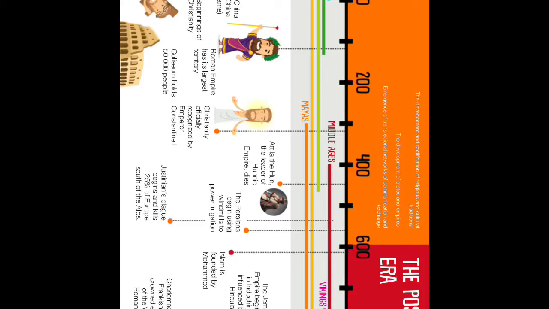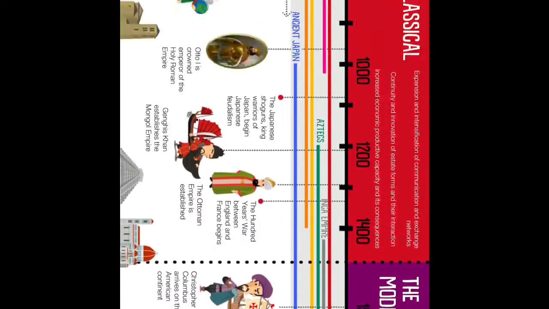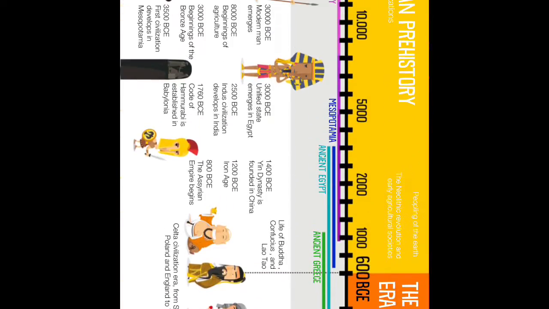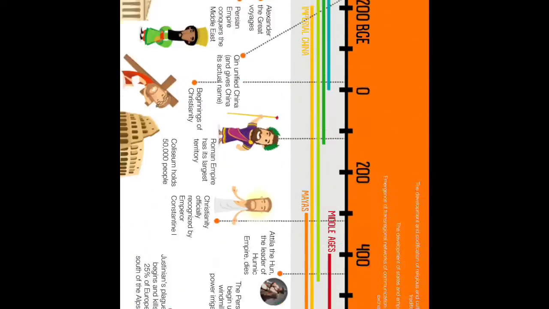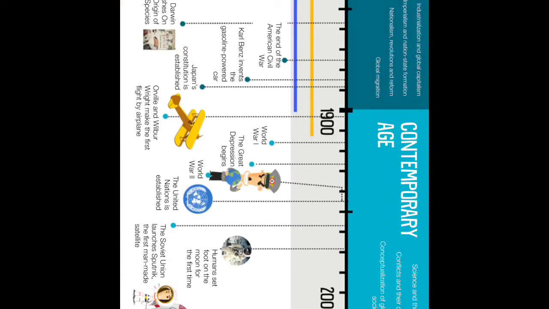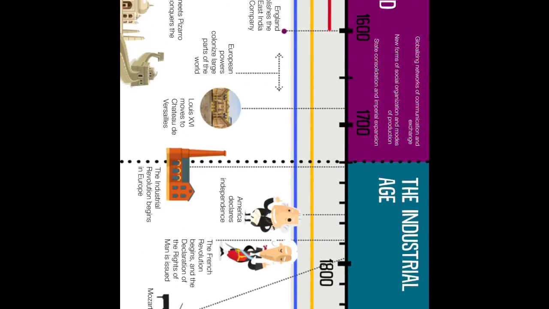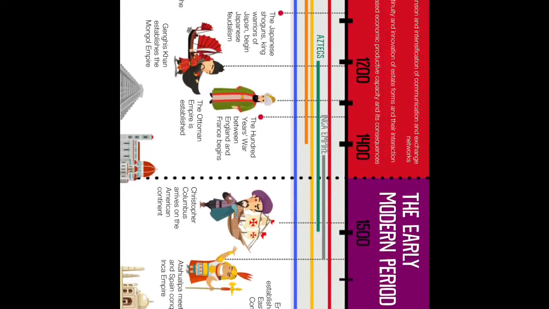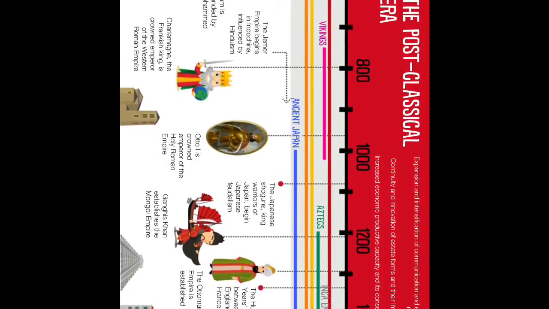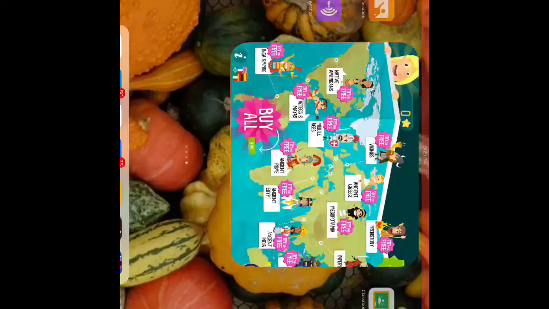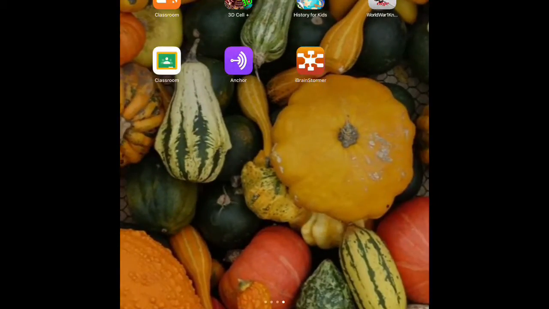Another feature on this app that I love is the timeline. It goes all the way from prehistory all the way through, giving details about how the world has changed into the contemporary age. This really helps me to show my students how things have evolved throughout time and the different things that we see going on in the world.